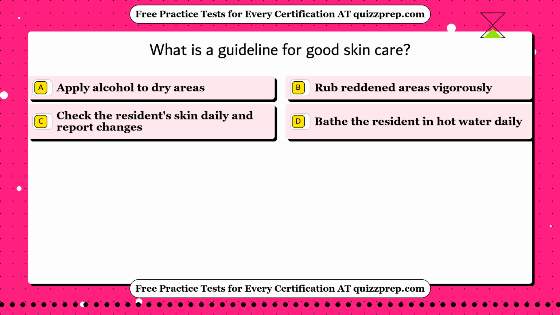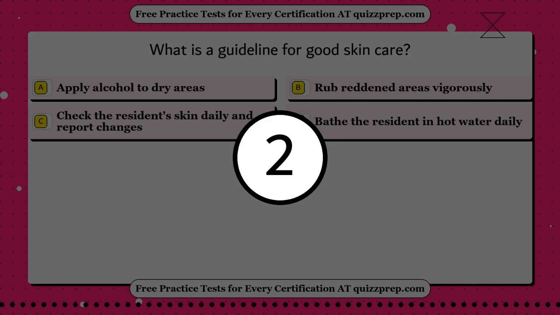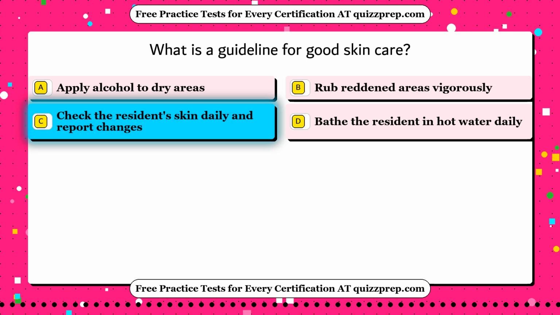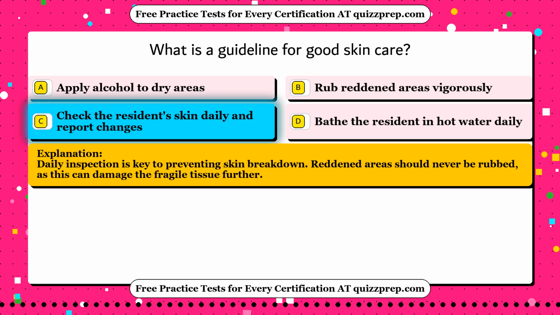Question 89. What is a guideline for good skin care? Option A, apply alcohol to dry areas. Option B, rub reddened areas vigorously. Option C, check the resident's skin daily and report changes. Option D, bathe the resident in hot water daily. The correct answer is option C, check the resident's skin daily and report changes. Daily inspection is key to preventing skin breakdown. Reddened areas should never be rubbed, as this can damage the fragile tissue further.